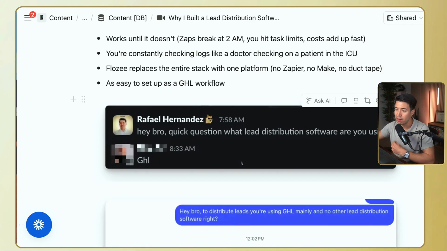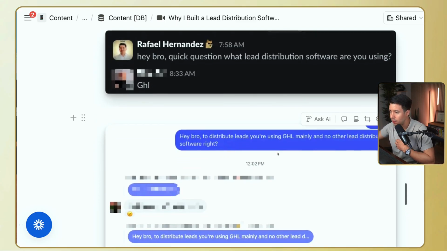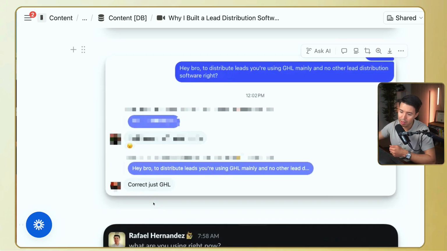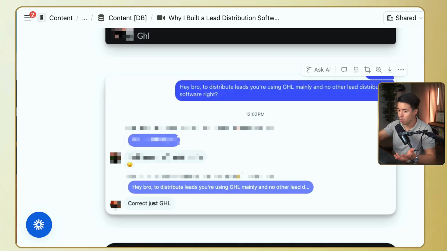It's kind of messy. Even for me, where I love GoHighLevel, I didn't even want to go down that route of having to build out this custom solution. I just went straight to Lead Prosper and got set up with them, right? So that's what I did initially. Hey bro, to distribute leads, you're using GoHighLevel mainly, no other lead distribution software, right? Correct. Just GoHighLevel. Same thing, right? They just direct post it, which could work. Like I said, this is a possible solution.